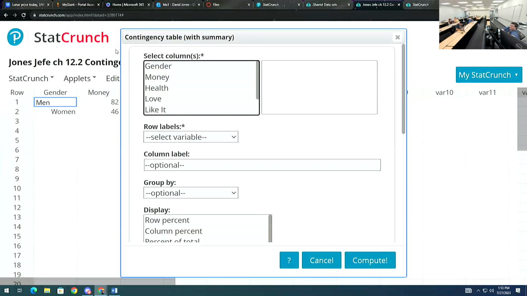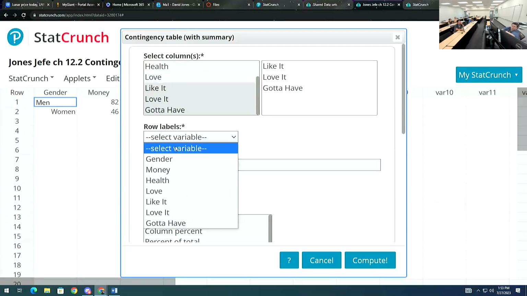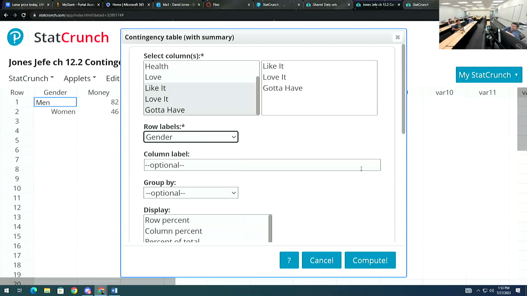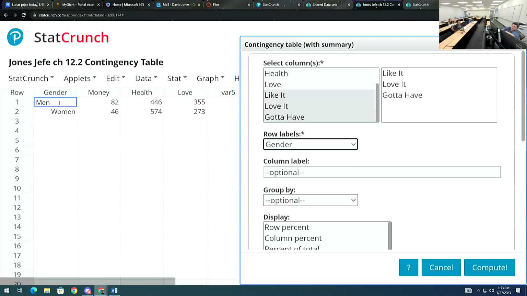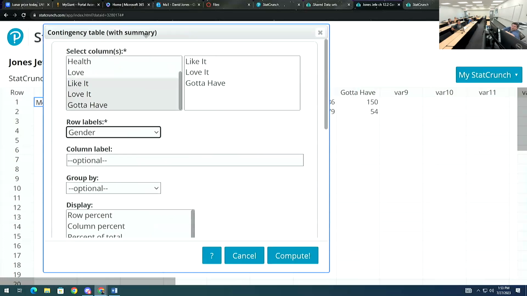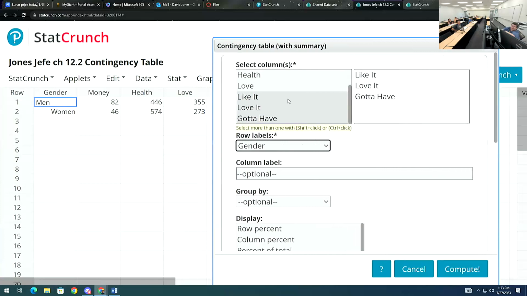I gotta tell it where my data is. My data is in the "like it, love it, gotta have it" columns. My row label is in the gender column. Notice that they're not even next to each other. Gender is my first column over here, and "like it, love it, gotta have it" is on the right, with other things between them. They don't need to be next to each other as long as you say where it is.